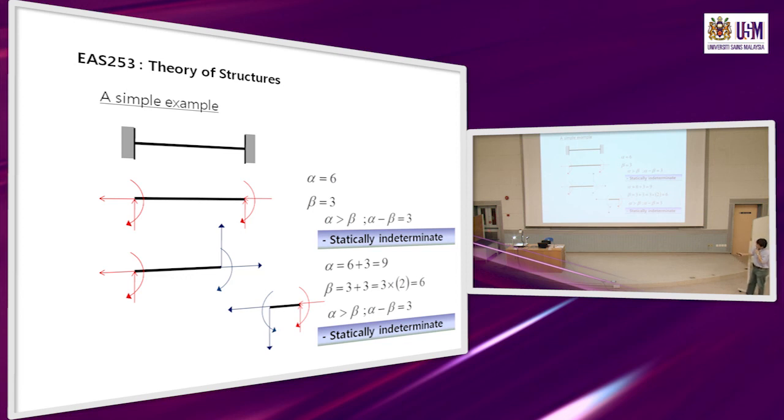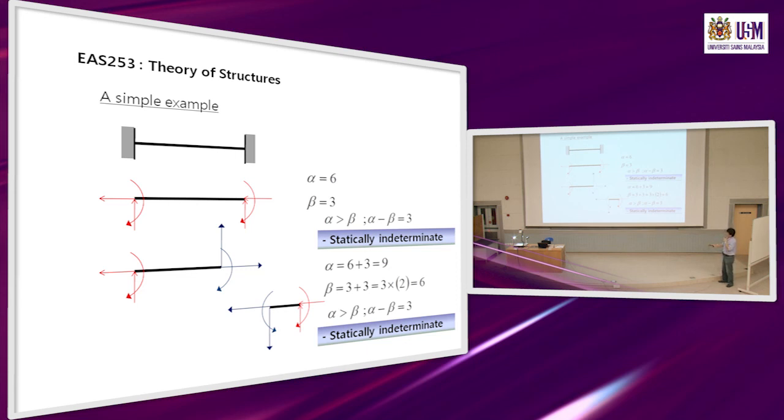These are the same. This is the same as this. This is the same as this. This is the same, because once you know this, only the direction is opposite. So 1, 2, 3, 4, 5, 6, 7, 8, 9. You have 9 unknown forces when you cut this. So when you cut this, you get an extra 3 coming out.